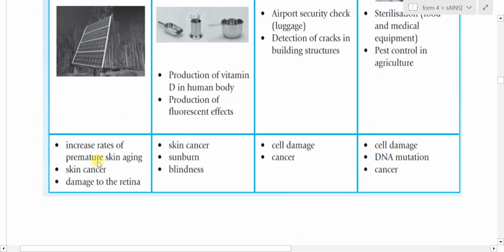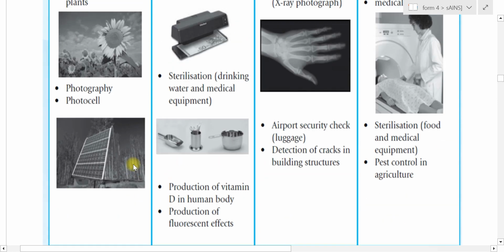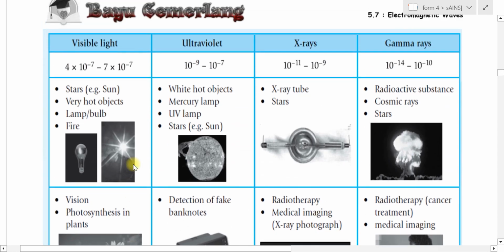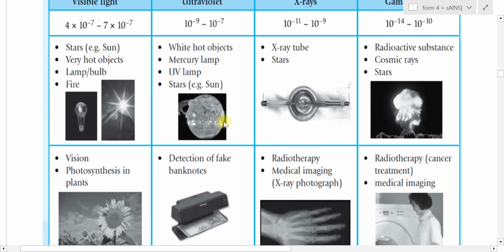Kalau kita overexposure of light, skin cancer, damage to retina, increase the rate of premature skin aging. Cepat tua lah. Okay. So that's a normal light. Ultraviolet, white hot object, example mercury lamp, UV lamp, also your sun, where you can get UV. Lampu pendarfluor dulu-dulu memang dia ada ultra.